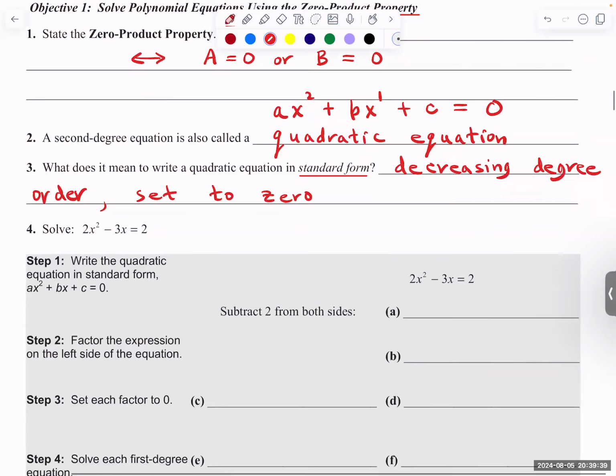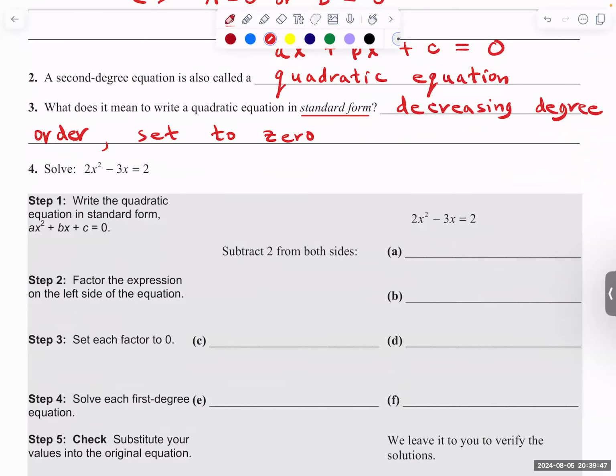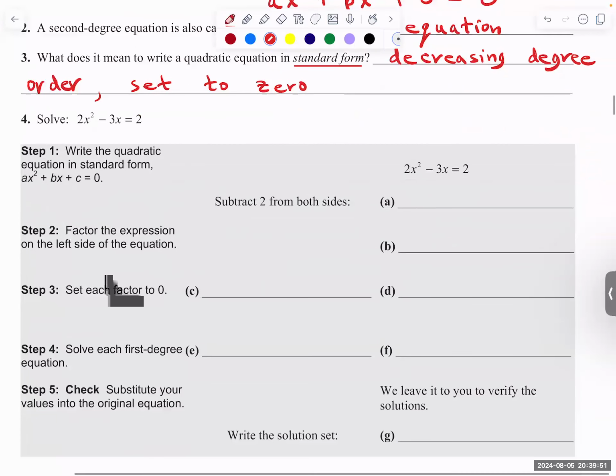Number 4, solve the quadratic equation 2x squared minus 3x equals 2. Step 1, write the quadratic equation in standard form, set to 0. So we'll subtract 2 from both sides of the equation, and we get 2x squared, the leading term, minus 3x minus 2 is set equal to 0.